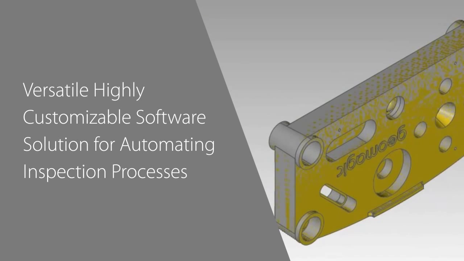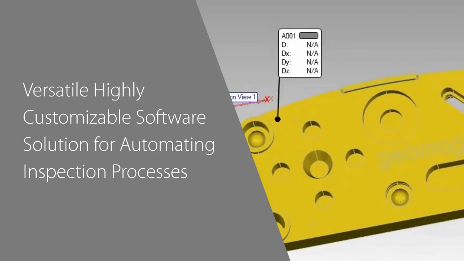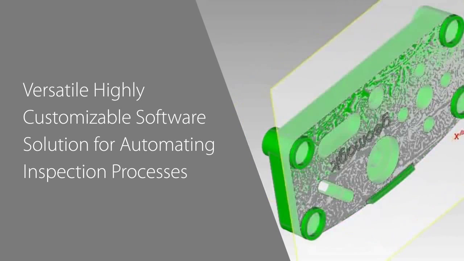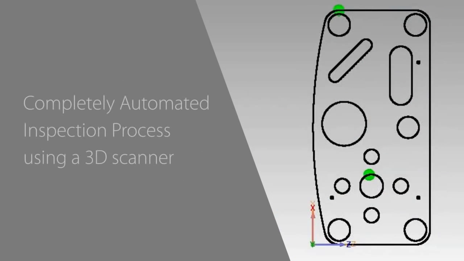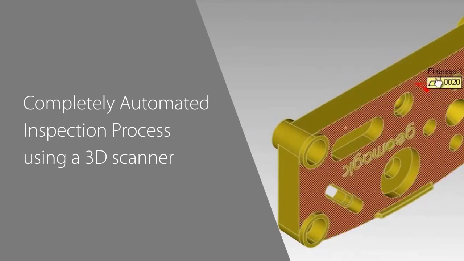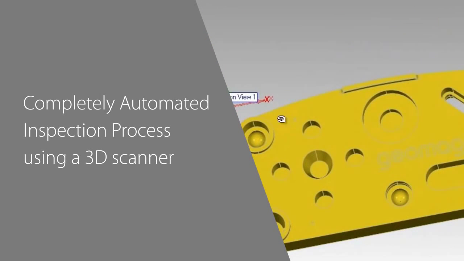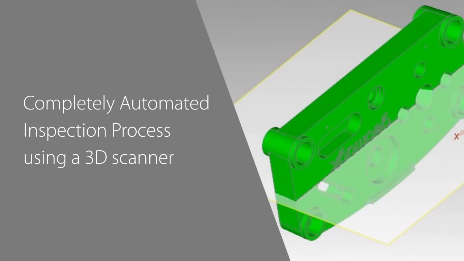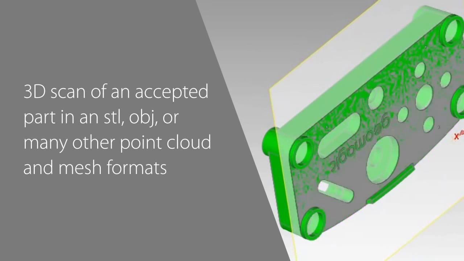Geomagic Control is a versatile, highly customizable software solution for automating inspection processes using data from portable metrology devices. In this video, you'll see how you can set up an inspection process on a reference file, then use the scripting tools within Control to run a completely automated inspection process using a 3D scanner. Once a script is created, Geomagic Control will run completely independently, so you can inspect hundreds or thousands of parts quickly and accurately.